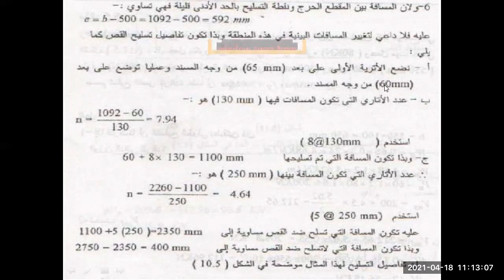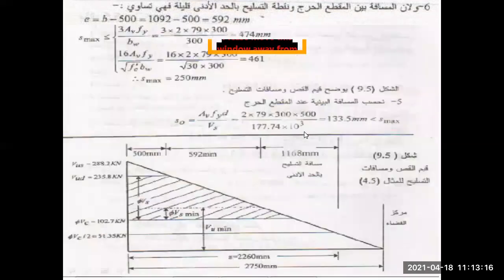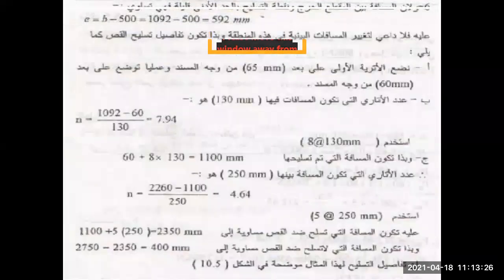We don't reduce it to 60. The 130 spacing is divided by 2, so the location of the first stirrup is 65. It should be at 65 from the face of the support. So you place it at 65, don't change it to 60. But in this example, it's changed. Why? For practicality purposes, he has changed it into 60.